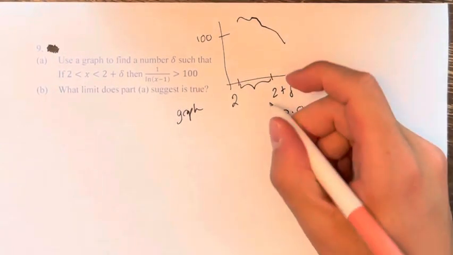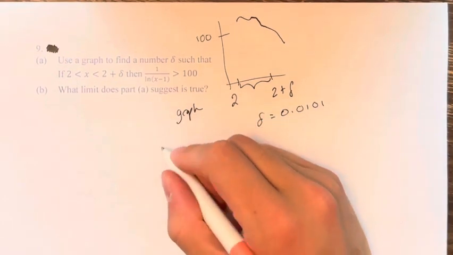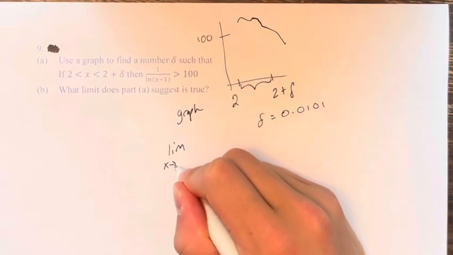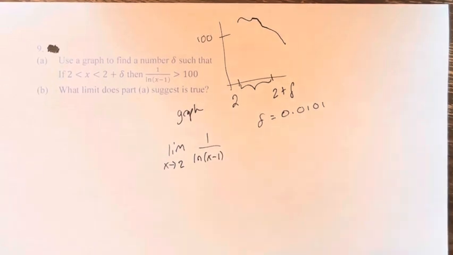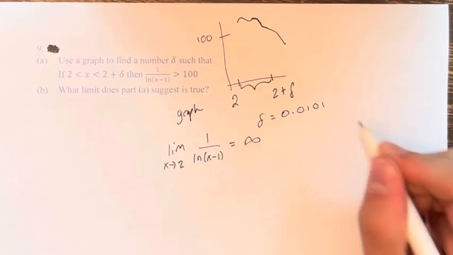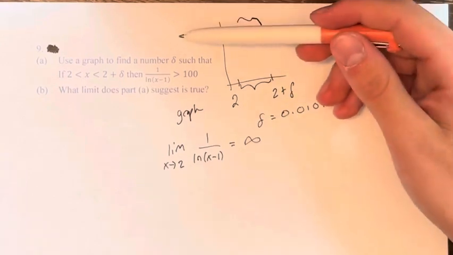And so for delta to be so small, and also just from seeing the graph, we can assume that the limit as x approaches 2 of this function is infinity. As we approach 2, we go off to infinity.